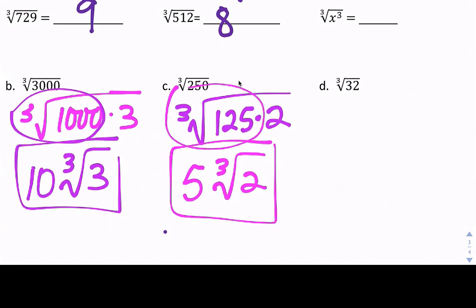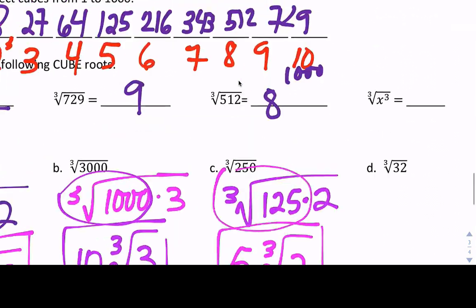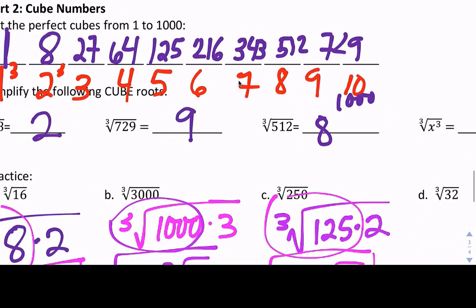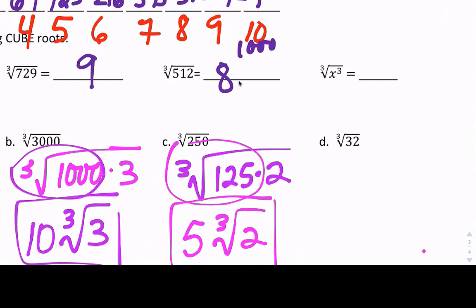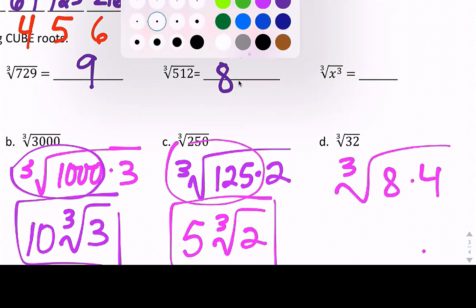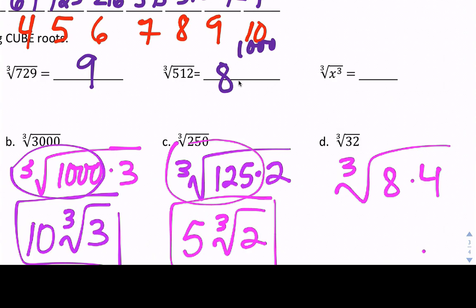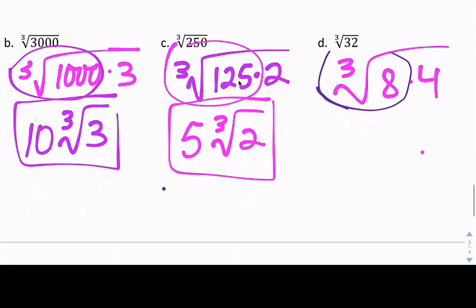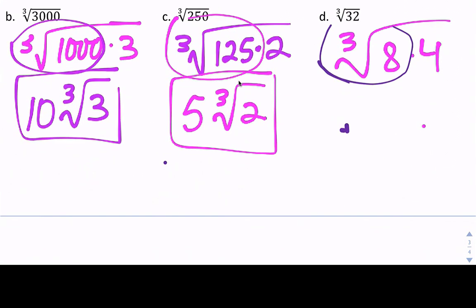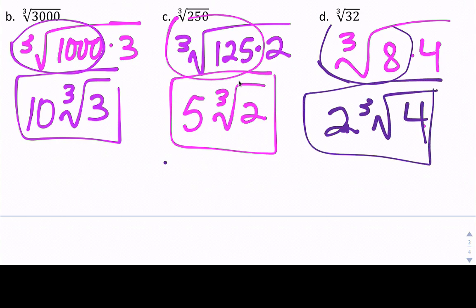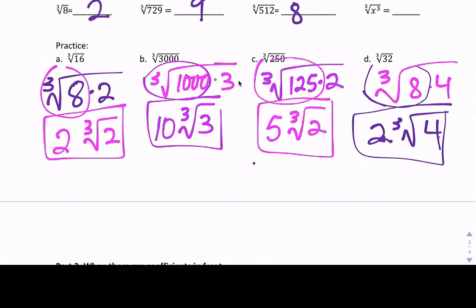And the last one, 32. What's the biggest cube number I can divide 32 by? That would be 8. So I can rewrite this as 8 times 4. And again, I'm going to pull out that 8. The cubed root of 8 is 2. So 2 cubed root of 4. Okay, so it's very similar to pulling out perfect squares, except we're pulling out perfect cubes.